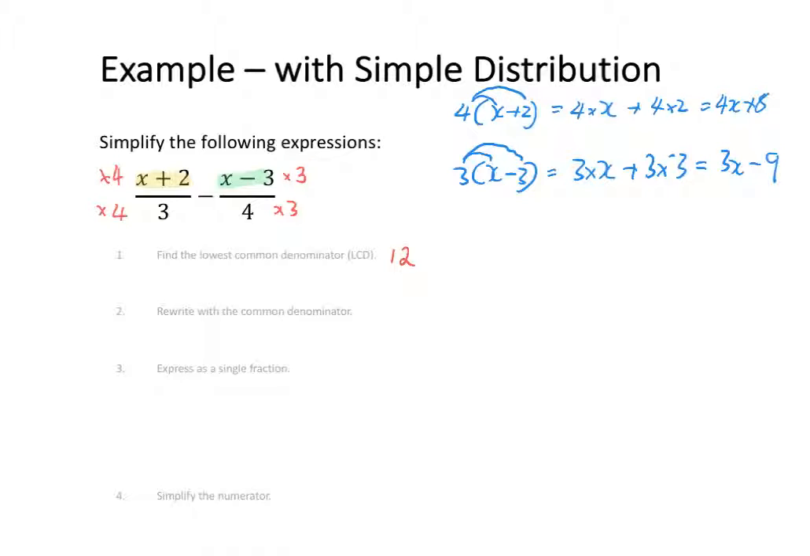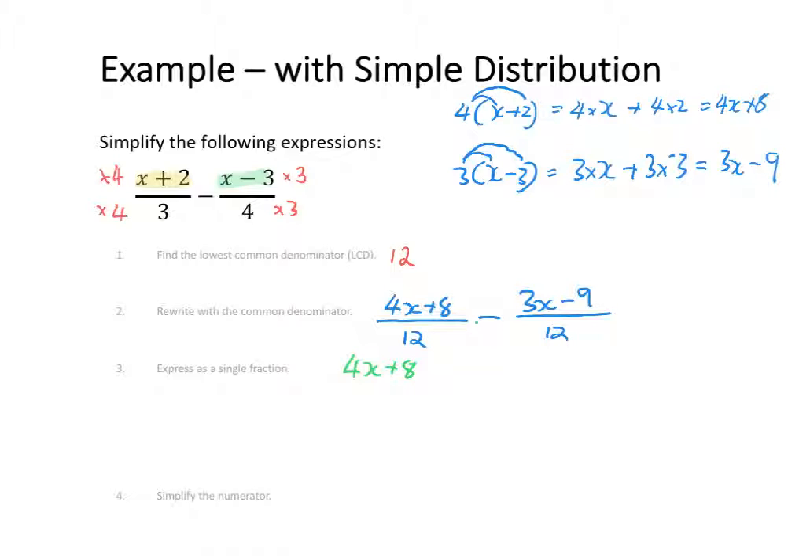So now I can go ahead and complete step 2 using my expanded numerators. It is going to be (4x + 8) over 12, minus (3x - 9), again over 12. So I've now completed step 2 and rewritten my expression with common denominators. Step 3 is to express it as a single fraction. I do that by starting off with the first part of my numerator, and that's going to be 4x + 8.